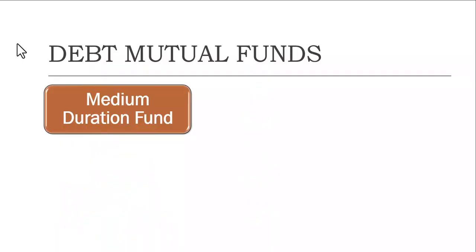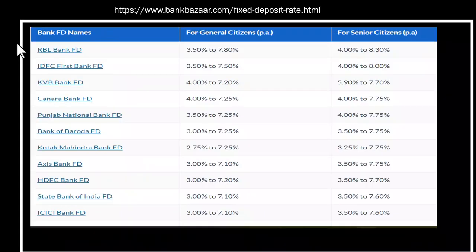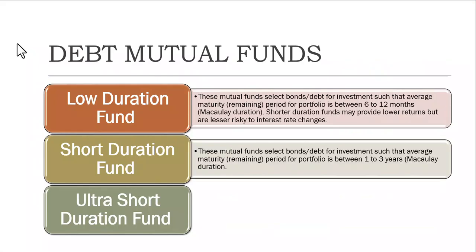Then debt mutual funds, we have medium duration and others. Because what happens is that low duration funds directly compete with FDs. So people have a choice either to buy a fixed deposit of 1 year or buy a low duration bond.